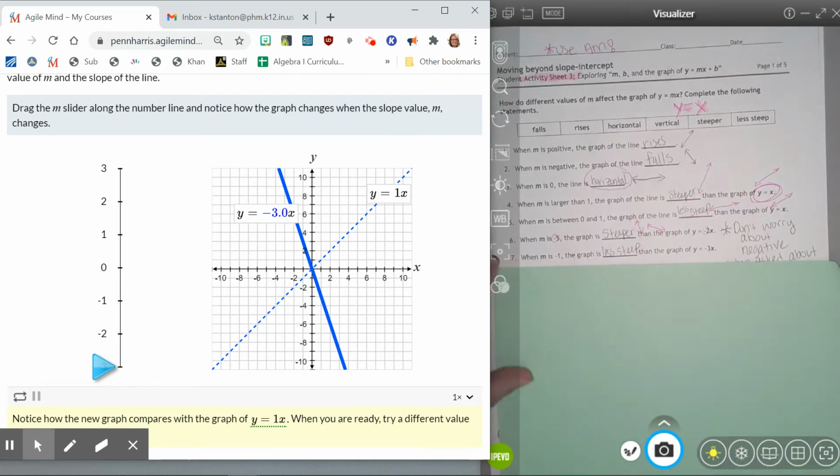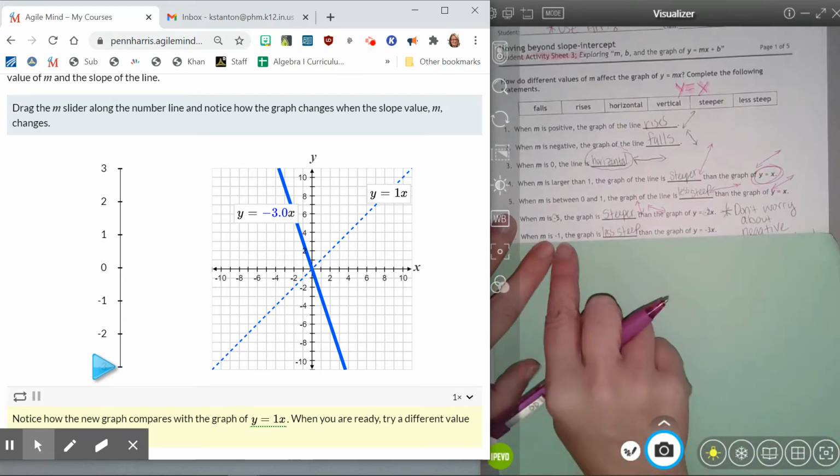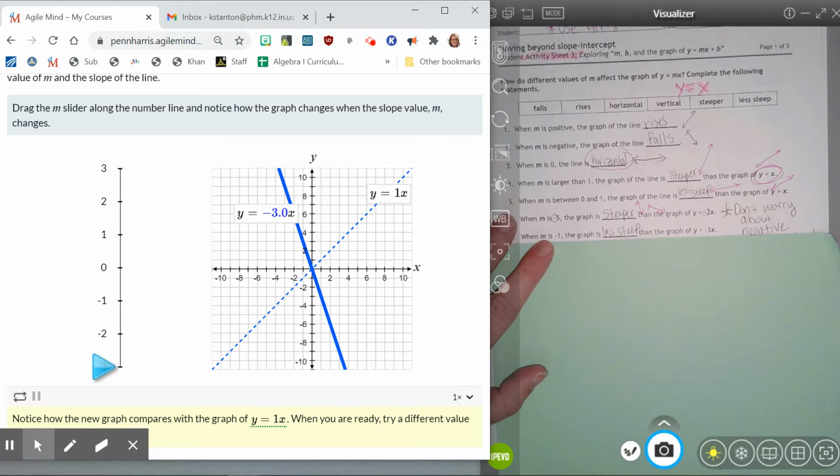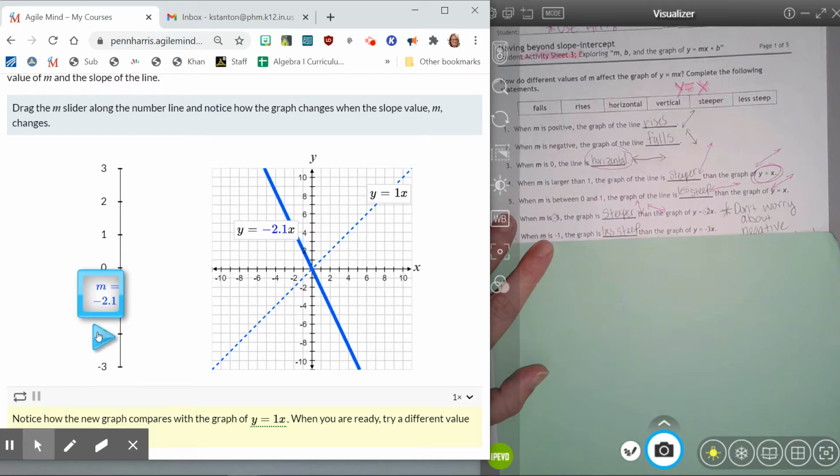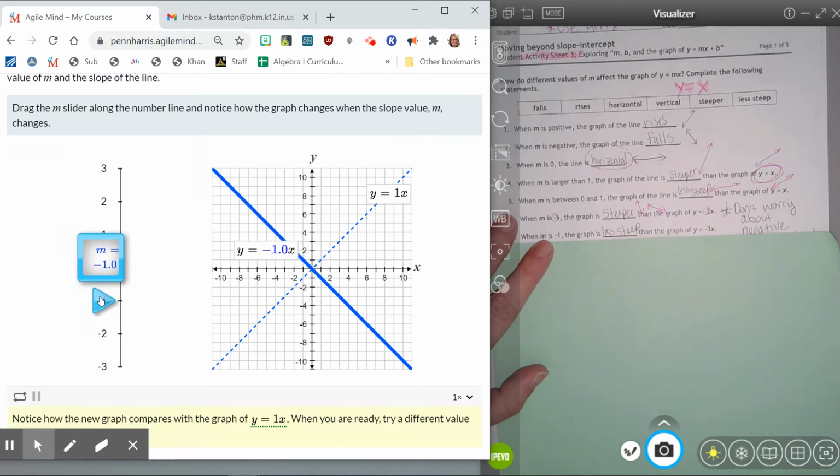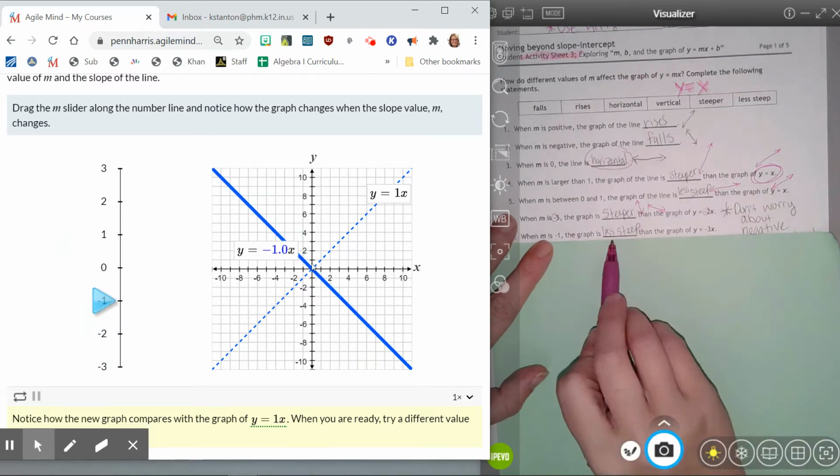And now, when m is negative 1 compared to negative 3. Here I've got my graph sitting at negative 3. Let's move it up to negative 1. And I notice that it is less steep.